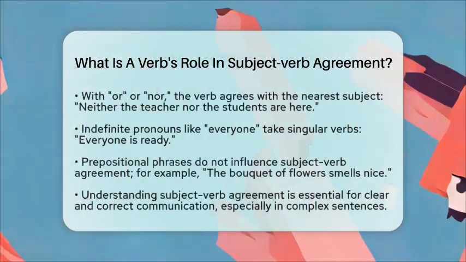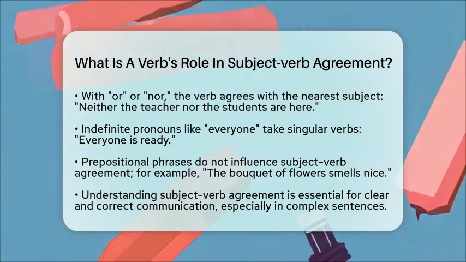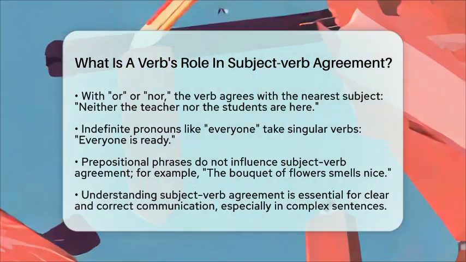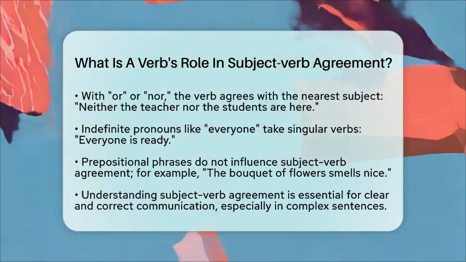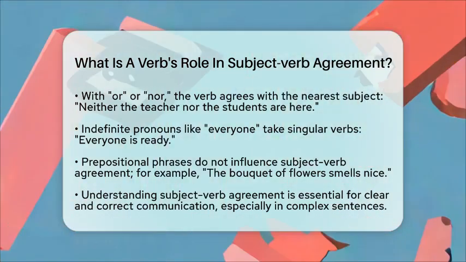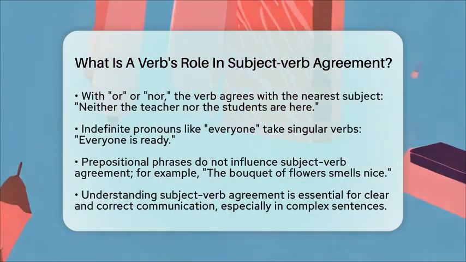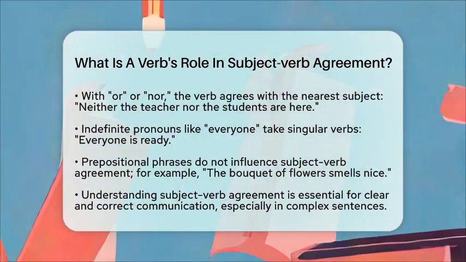Indefinite pronouns like everyone, each, or someone take singular verbs. Everyone is ready. Also, remember that prepositional phrases do not affect subject-verb agreement. For example, the bouquet of flowers smells nice, not smell.